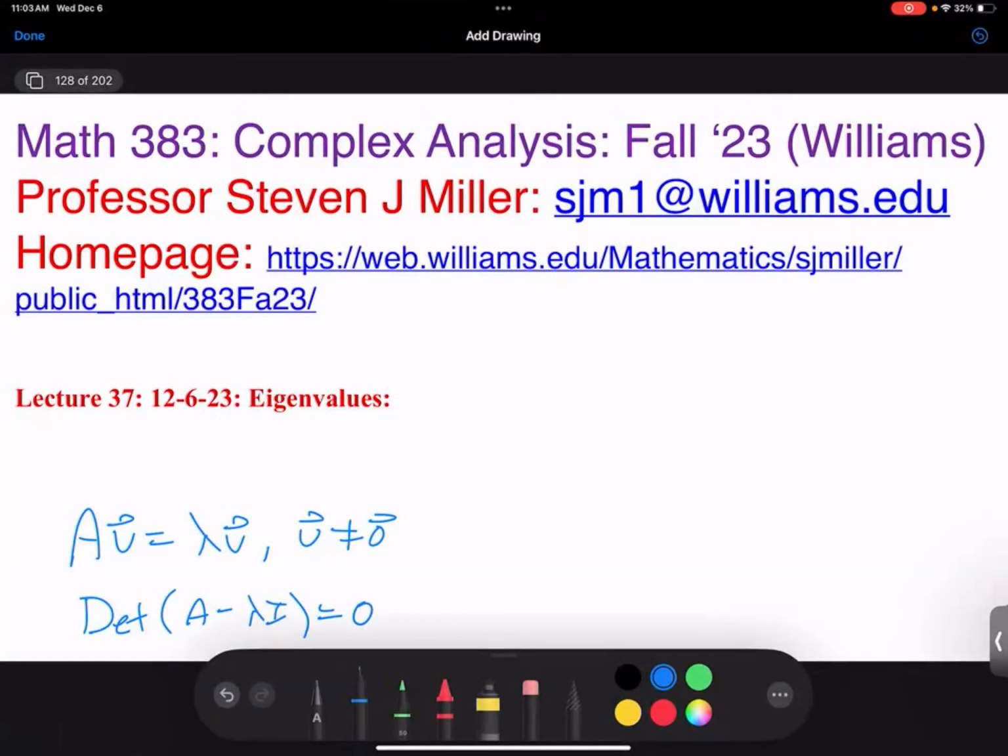A minus lambda I equals zero for large matrices. Computationally, this is a nightmare. But theoretically, it's wonderful. Theoretically, that's what we're doing. But if you actually have to compute the stuff, you would never want to do something like that.